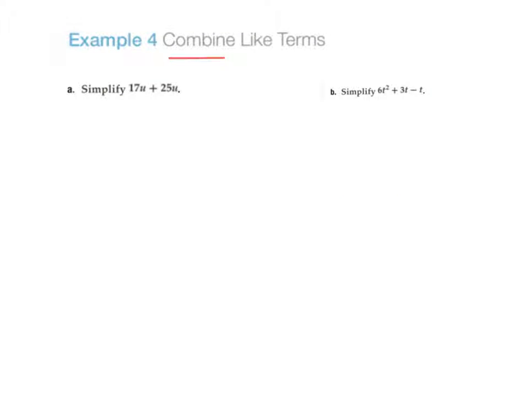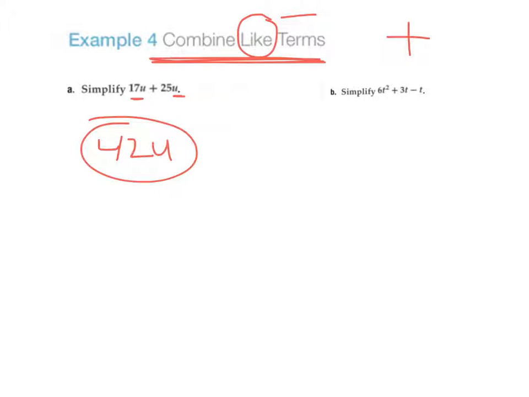The next major concept that we need to really understand is combining like terms, which is an algebra way of saying adding. So anything that is alike, which is same letter and same exponent, we're going to add. So I have a u and I have a u, same letter, same exponent, so I'm going to add the 17 and the 25, and I get 42. The letter does not change, and so there's the answer for combining like terms.